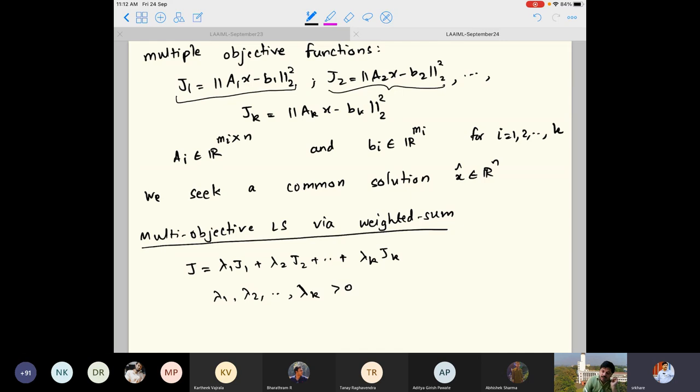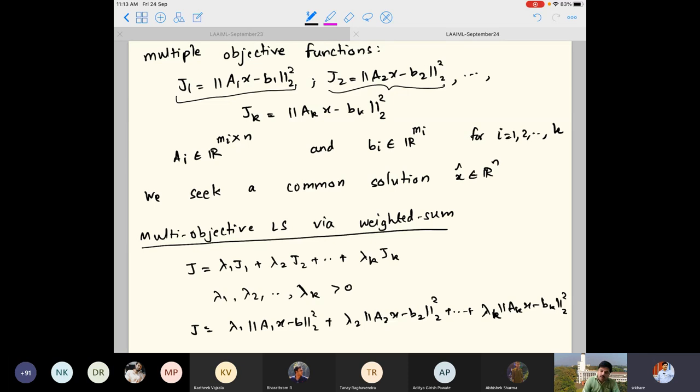So my J is basically lambda 1 into (A1x minus b1) whole square plus lambda 2 into (A2x minus b2) whole square, and so on, lambda k into (Akx minus bk) whole square. So that is what I have. And how do I choose these weights lambda is really something that is critical. There are various ways in which one can choose weights lambda, based on your experience with what type of problem you are trying to solve. You can take all the lambdas to be equal to 1 also, it doesn't matter.